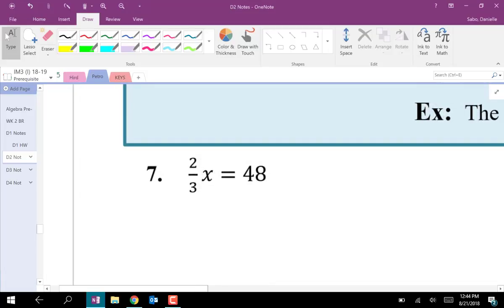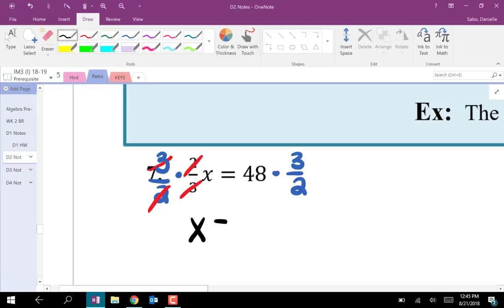If you have 2/3 or 2 divided by 3 times x, what's the reciprocal of 2/3? 3 over 2. So the reciprocal is 3 over 2. You must multiply both sides by 3 over 2 to get rid of that fraction. Some people in my past years have multiplied by 3, wrote everything out, then divided by 2. If that's you, go for it. This is just a quicker method because look what happens. The 3's cancel, they're gone, because 3 divided by 3 is 1. And then the 2's cancel because 2 divided by 2 is 1.